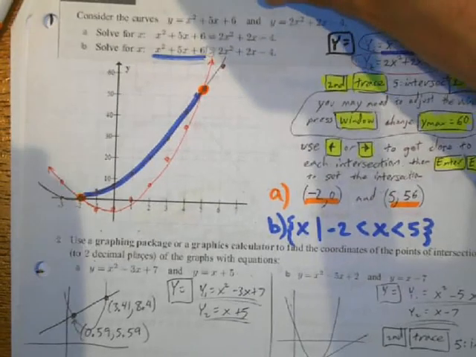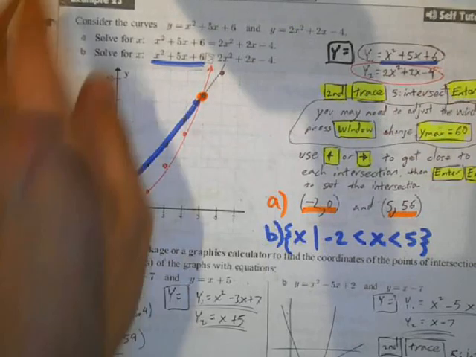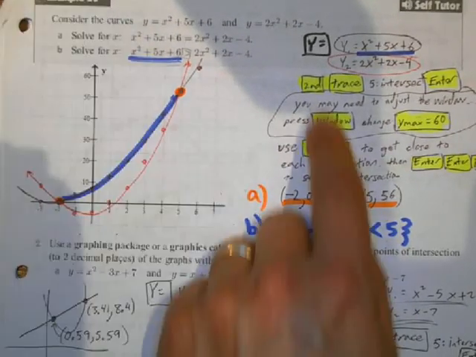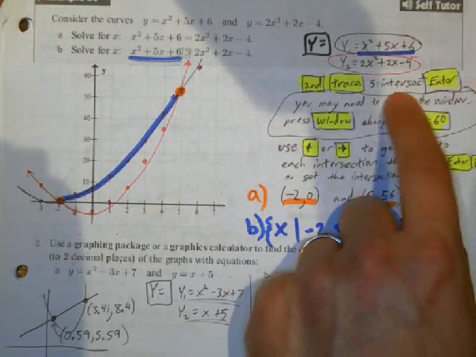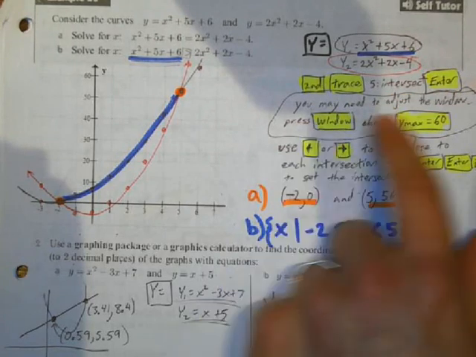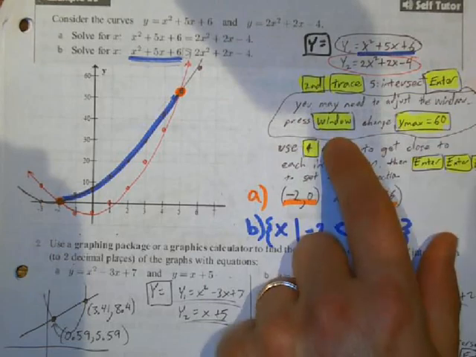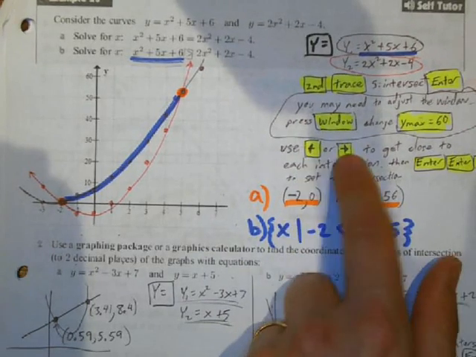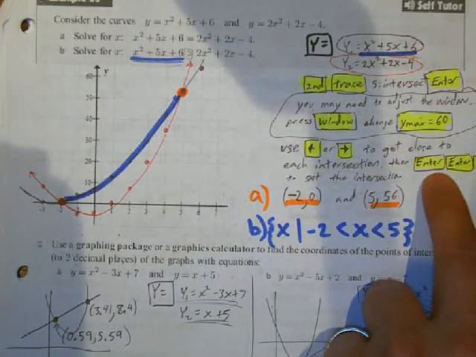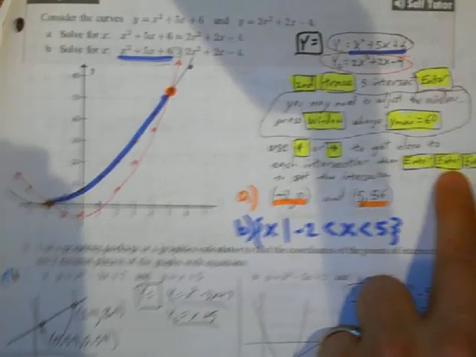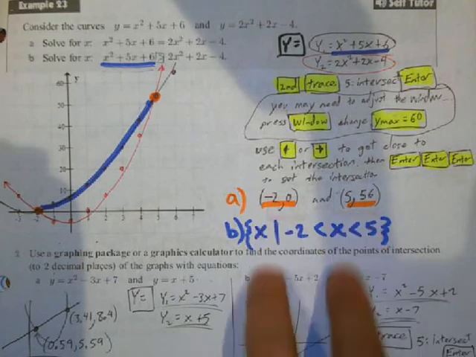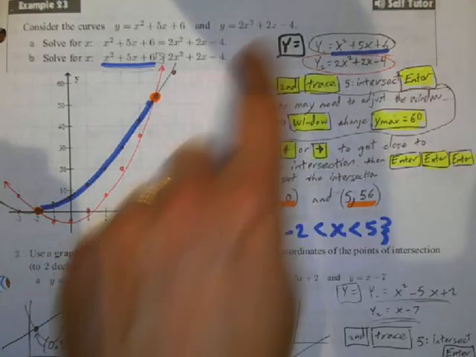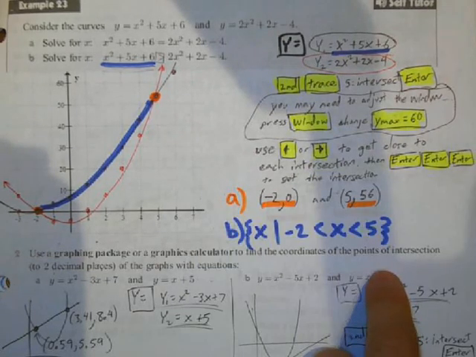I'm going to talk about how to draw the graph in just a second. But to figure out where they intersect, I'm going to hit second trace, enter at where it says 5 intersect, and then we just talked about how to adjust the window, and then you're going to hit the arrows over to get them close to the intersection, and hit enter 3 times, and these are the values you're going to get. Now I'm going to show you how to get this in just a second. You may want to hit pause and copy these instructions right now.